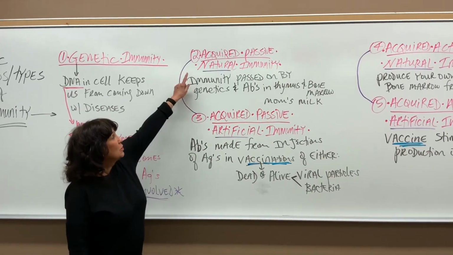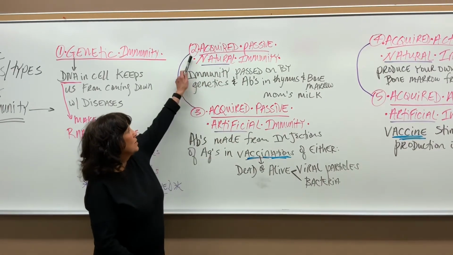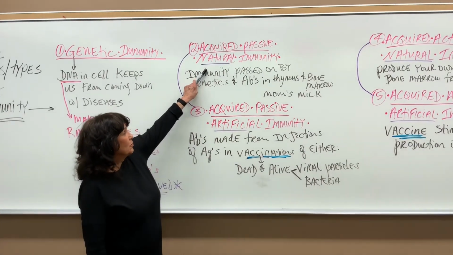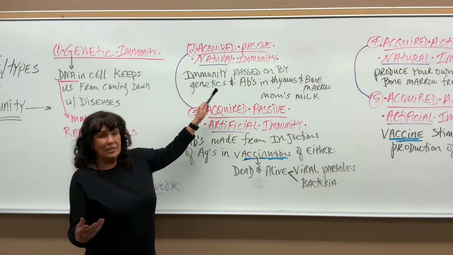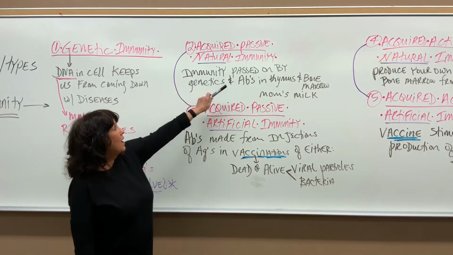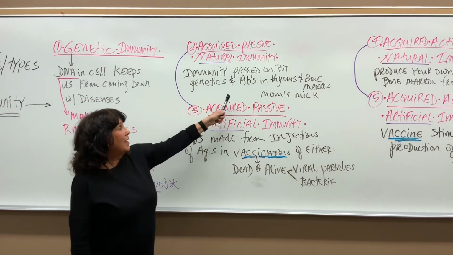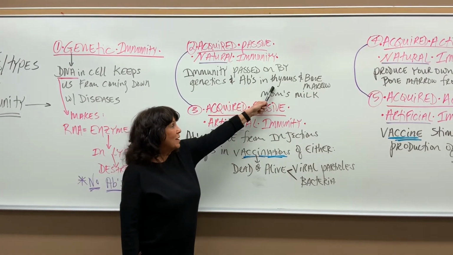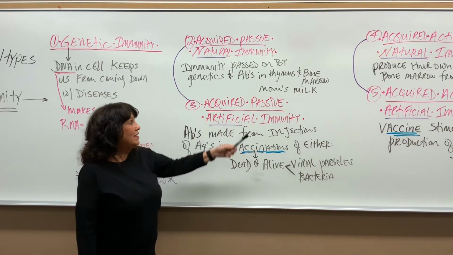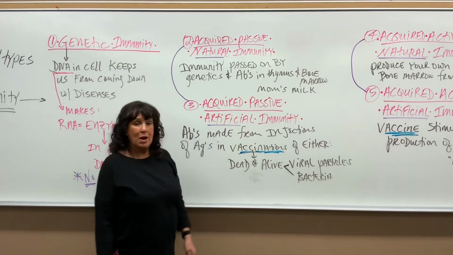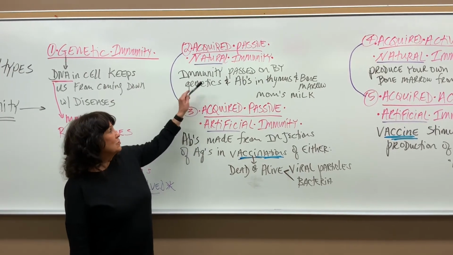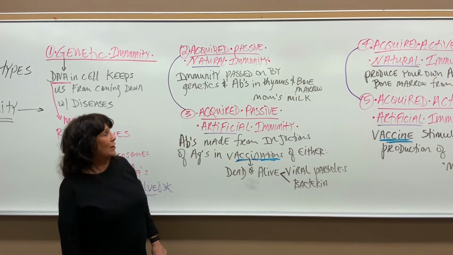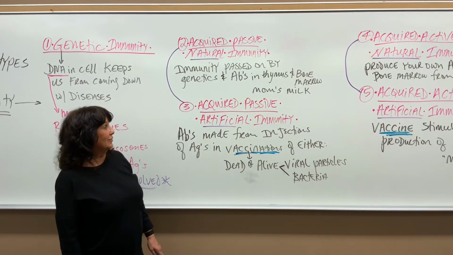Now the next 4 are a little confusing sometimes. It's called acquired passive, or natural immunity, okay? Acquired passive. So how do you get this kind of immunity? It's passed on by your genetics and your antibodies from the thymus and the bone marrow, and the antibodies that are found in mom's milk, right? And so you have really nothing to do with it. It's just been passed on through your genetics.